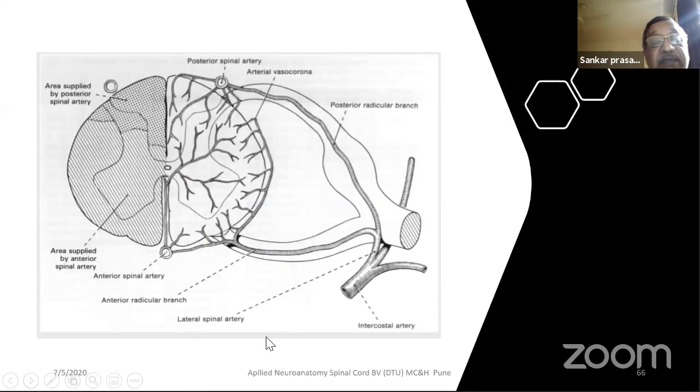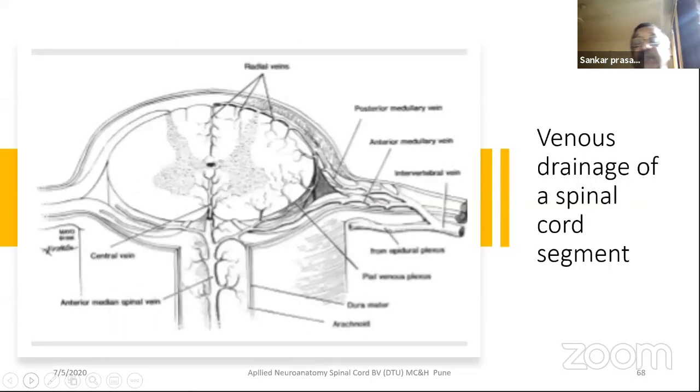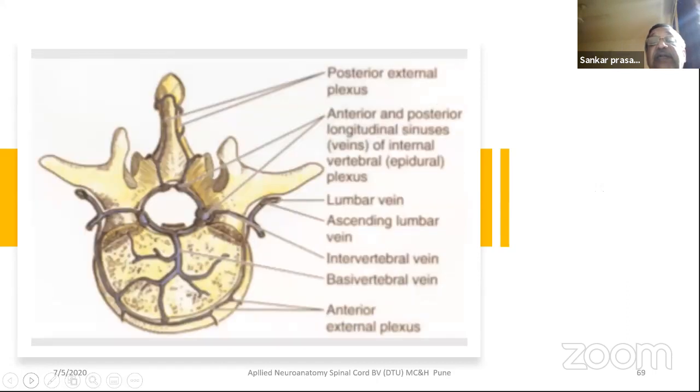And this is the branch, so the artery is very important. Only to clarify it more clearly, I have put more diagrams in this. So the Batson venous plexus is very important, and these are the venous drainage of the spinal cord. They follow all the arteries, and they drain craniad: the posterior external plexus, the anterior and posterior longitudinal sinuses, the lumbar veins. So there's a two-way direction, one towards the cranial and one towards the caudal end.